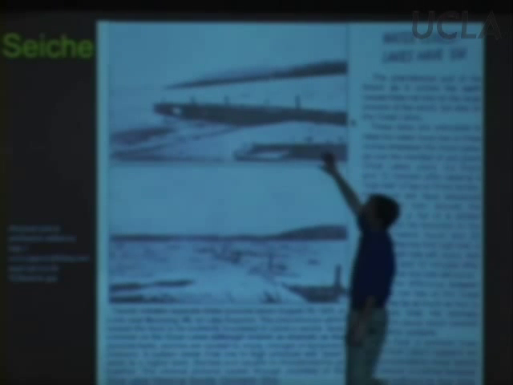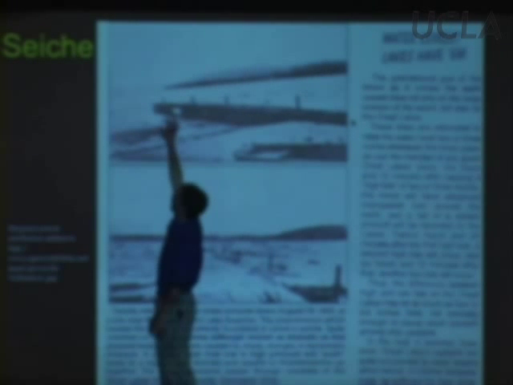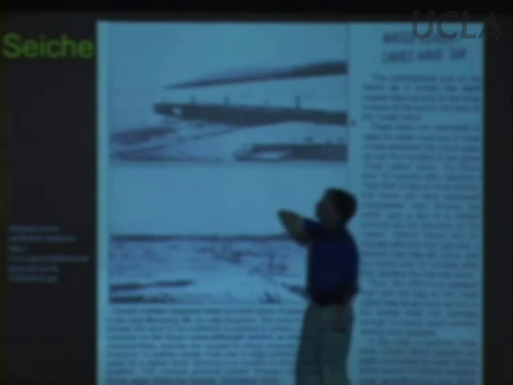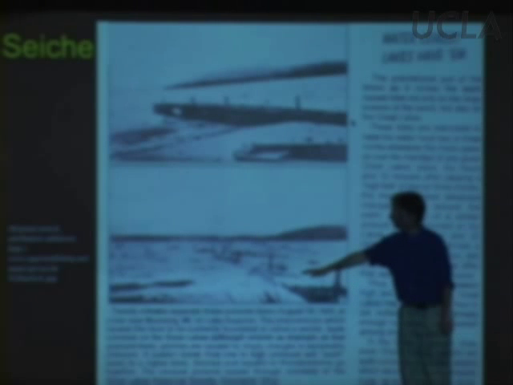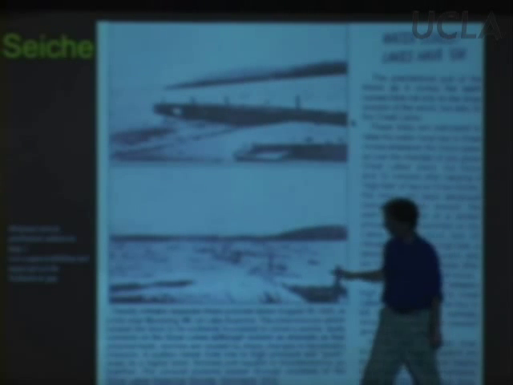This is just a picture from an old newspaper article from Lake Superior, a big lake. Here you can see the water's gone way out. This whole pier is basically high and dry. And then the crest of the wave comes into this part of the basin and buries the entire pier underwater. And you can get these kinds of oscillations in lakes and in the ocean to a certain extent.